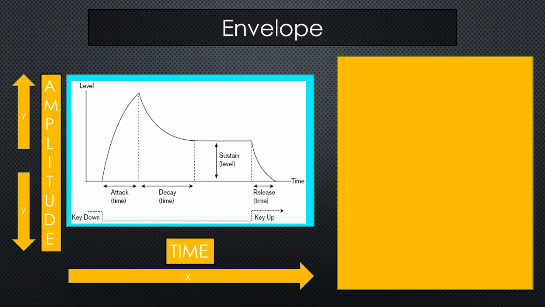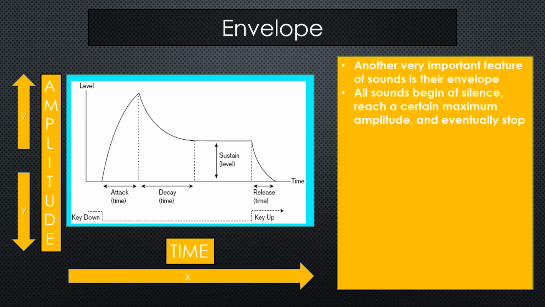Another really fundamental component of audio is what we call the envelope. We have a graphic representation on the left which looks very similar to our graphic representation of amplitude over time. It's just a little bit different. We can say that all sounds begin at silence and reach a certain maximum amplitude, and then they eventually stop. No sound really just continues infinitely.